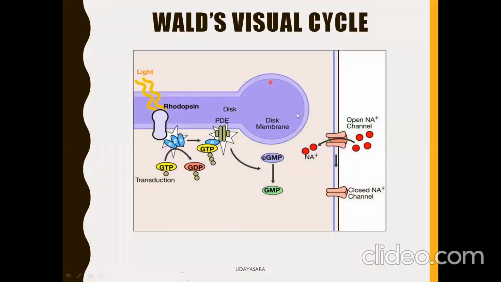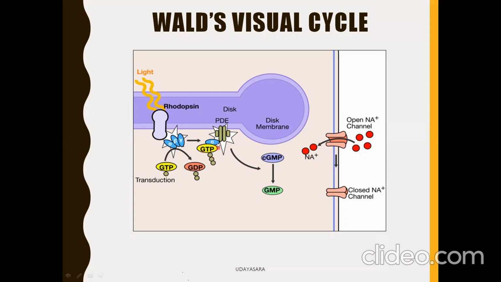This is a picture showing the rod cell with the photopigment rhodopsin. When a photon hits the rhodopsin, it causes a structural reorganization. This rhodopsin is associated with one more protein called the transducin molecule, which is a G protein complex. This G protein is composed of alpha, beta, and gamma subunits. In the inactive state, it is GDP bound. When it gets activated, the GDP is converted to GTP, and the GTP-bound alpha subunit dissociates from the transducin complex.